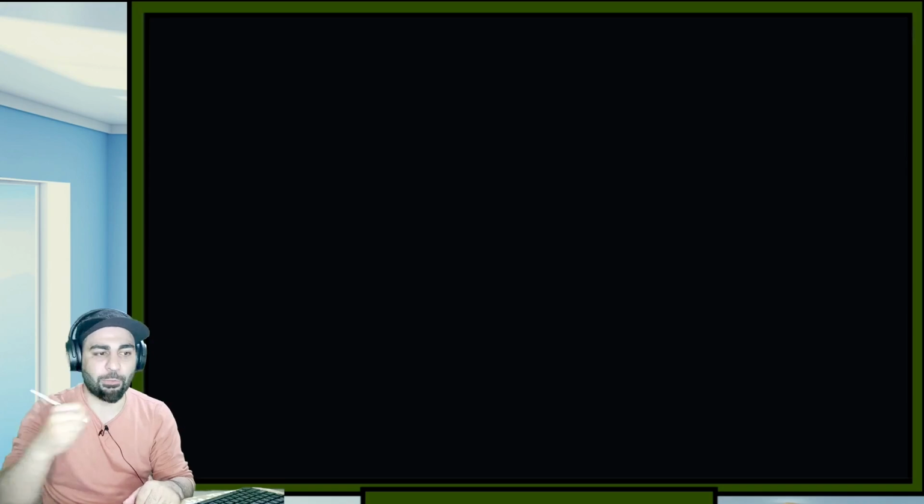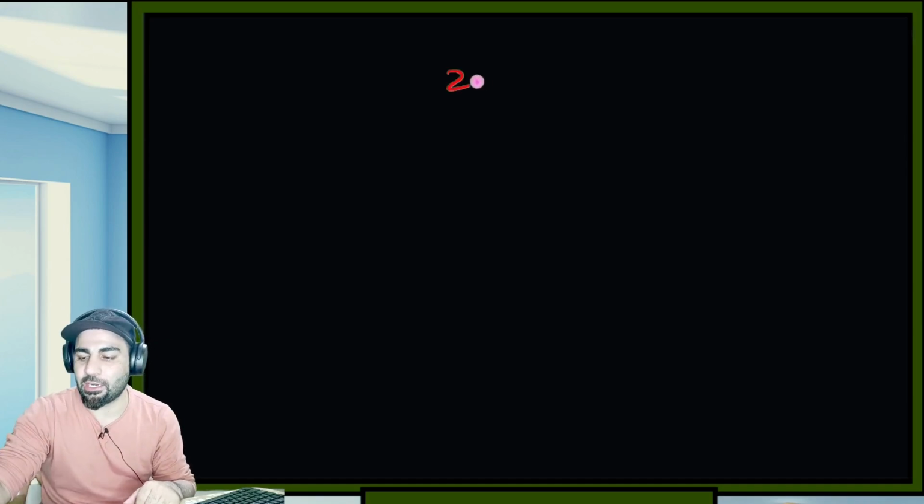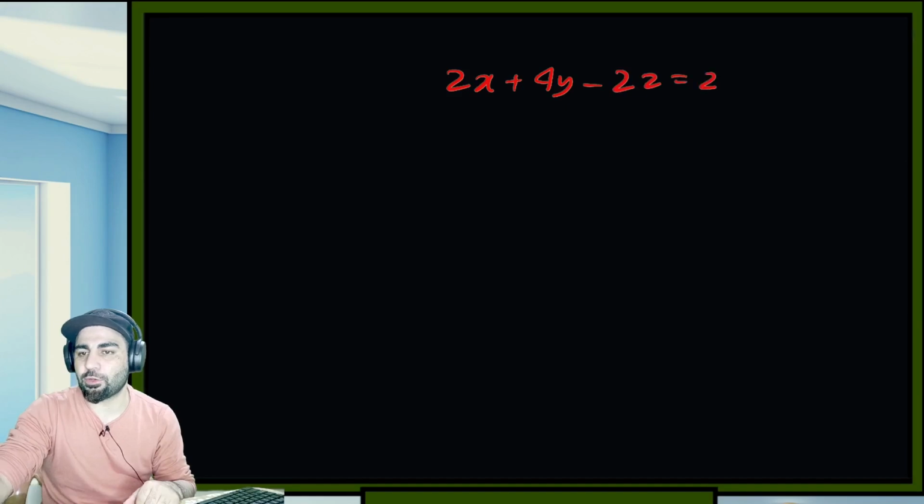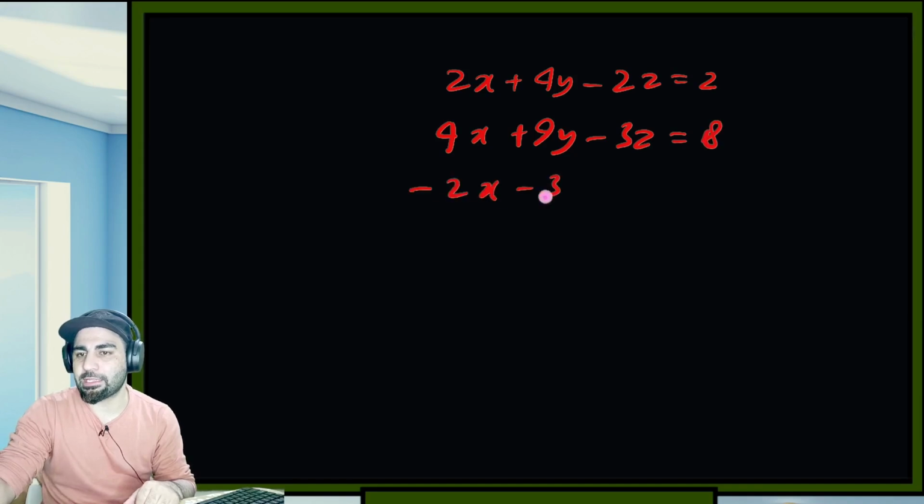So if you see 3 equations in 3 variables, I'll write a set of equations. 2x plus 4y minus 2z is equal to 2. 4x plus 9y minus 3z is equal to 8. Minus 2x minus 3y plus 7z is equal to 10.